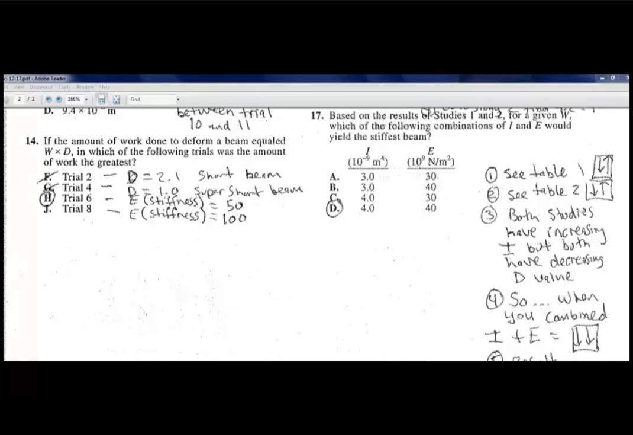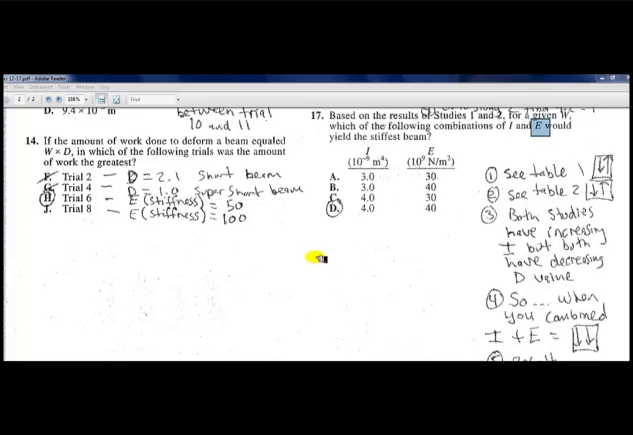Test 68C, Science, Practice Problem number 17. Number 17 states, based on the results of study 1 and 2, for a given W, which of the following combinations of I and E would yield the stiffest beam? First thing we need to do is, kids, go back in, put in your own words a definition for I and for E. Then we need to go back into study 1 and 2 and look at those tables and look at the arrows that we wrote in the columns.